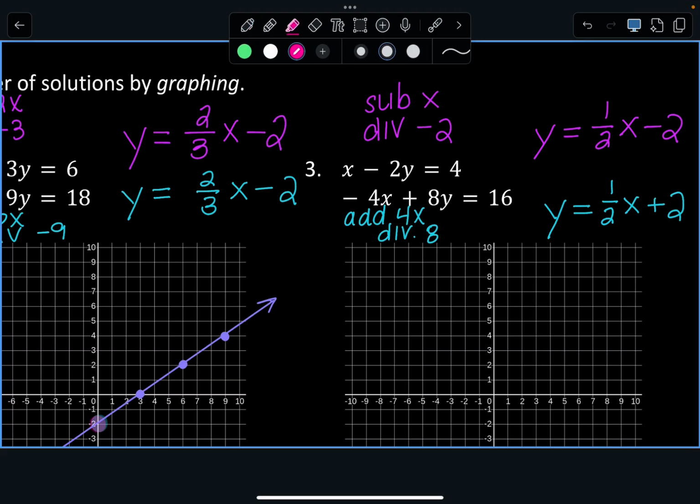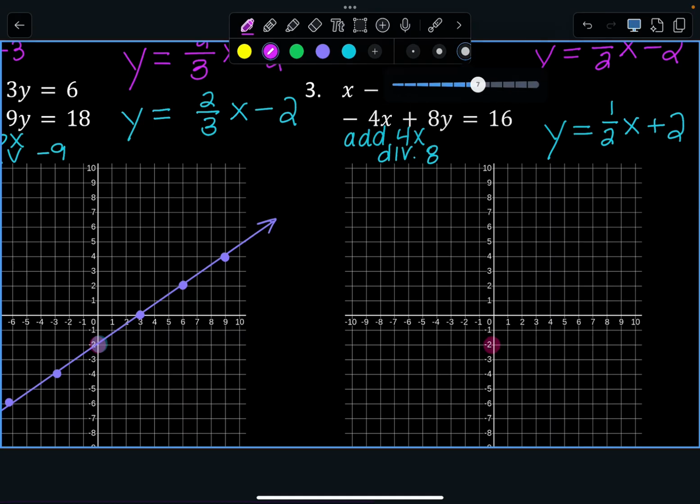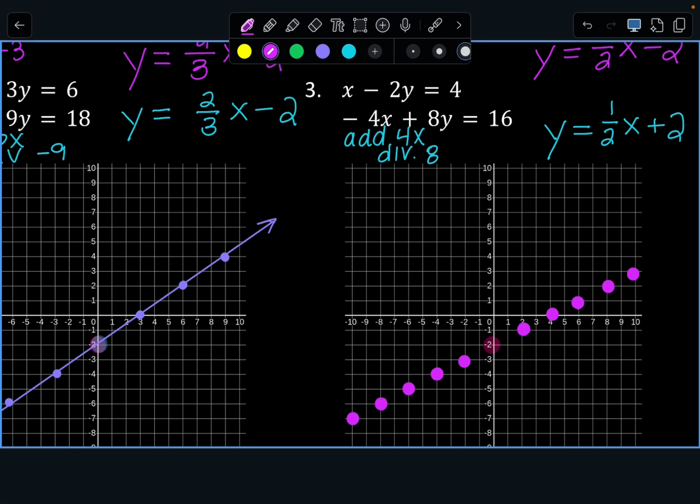When we graph that top one, where are we starting? -2, so we're going to go down 2, put a dot. And from there, our slope tells us up 1, right 2. Up 1, right 2, and so on. We can also go down 1, left 2. And then we can connect with a nice straight line.